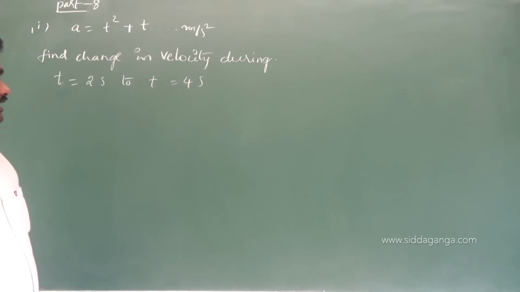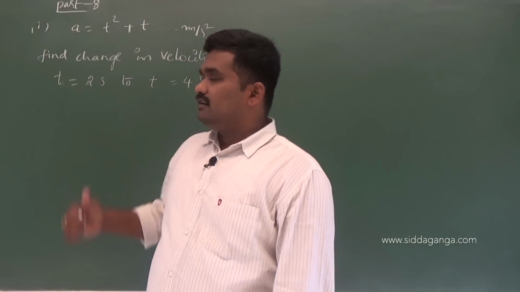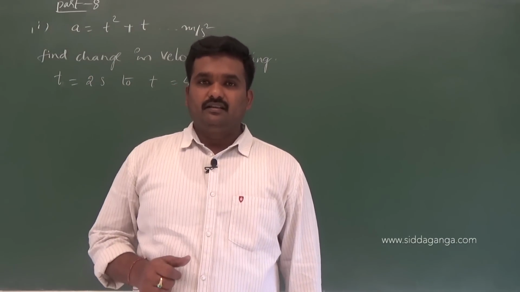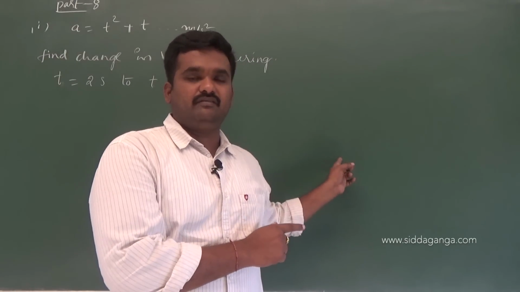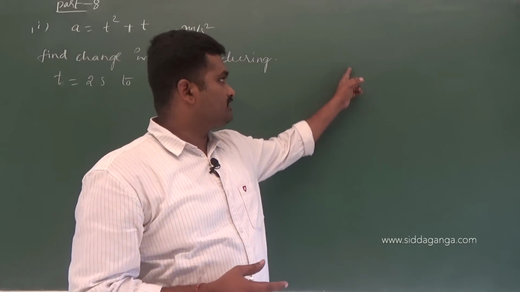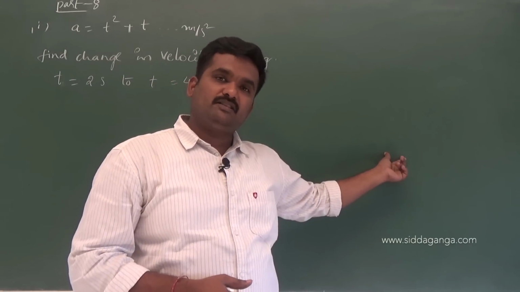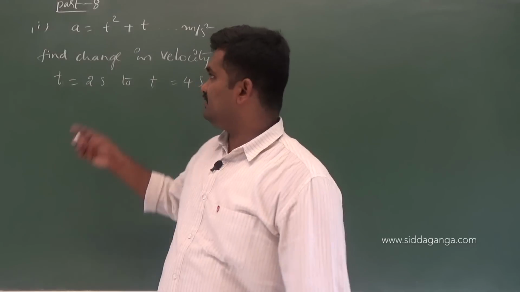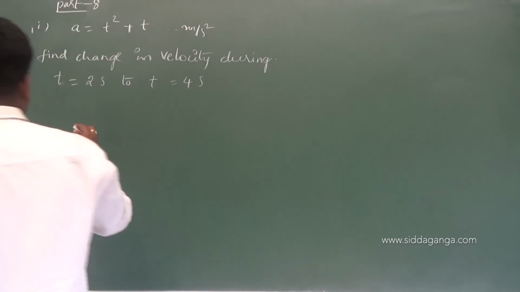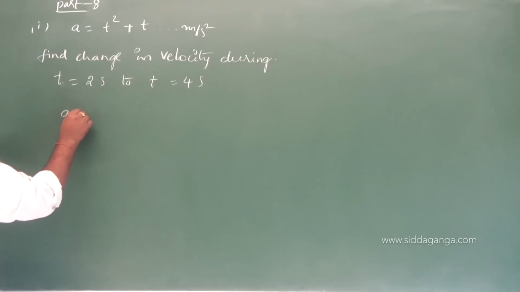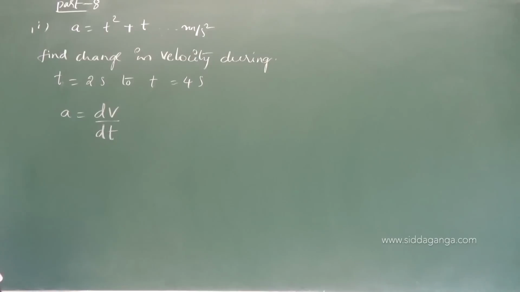How to find out? I have told you clearly the use and importance of integration in physics. In the previous session, I plotted a graph between velocity and time and saw how velocity varies with respect to time. The area under the v-t graph gives displacement. Here, the variation of acceleration with time is given. So from that, you know acceleration means a equals dv by dt.